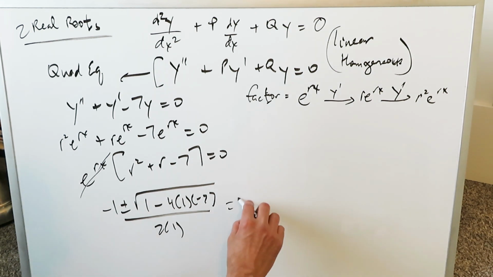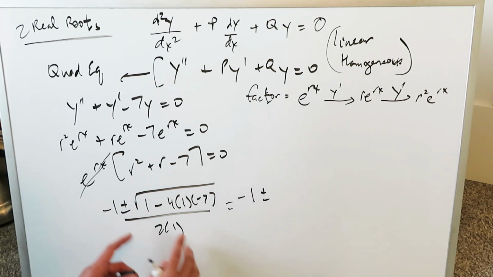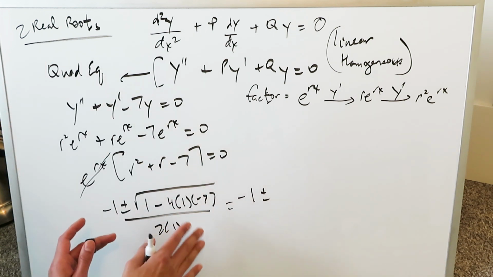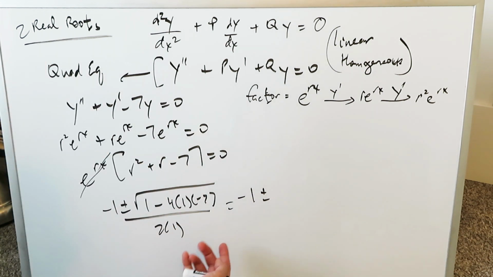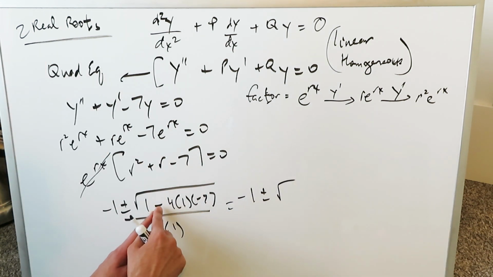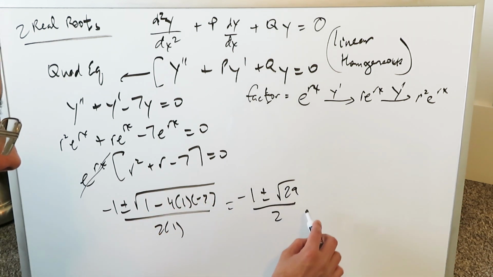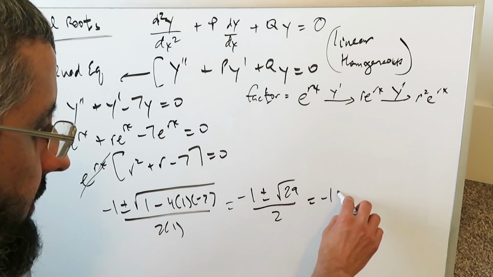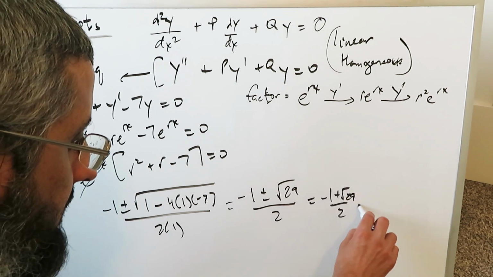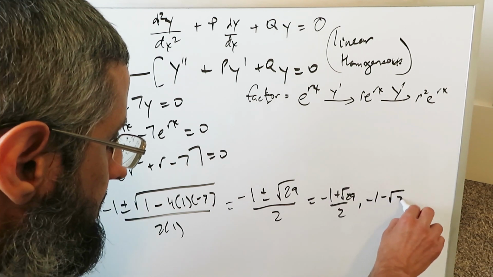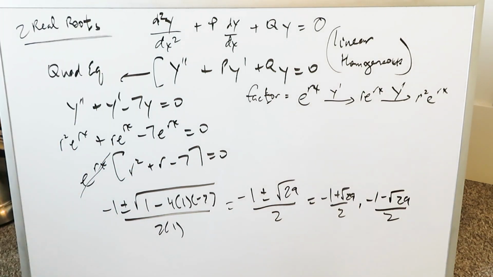When you simplify all of this, you're looking at minus 1 plus and minus, but again, we still have two real roots. These are legitimate roots. They just are not whole numbers. You'll have here 1 plus 28, which will be the square root of 29, over 2. In essence, you're looking at minus 1 plus root 29 over 2, and then minus 1 minus root 29 over 2. Those are your two real roots.